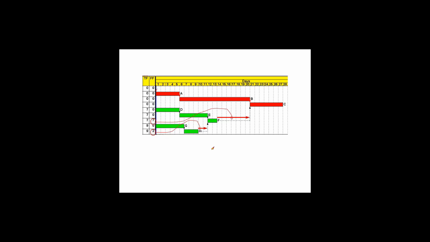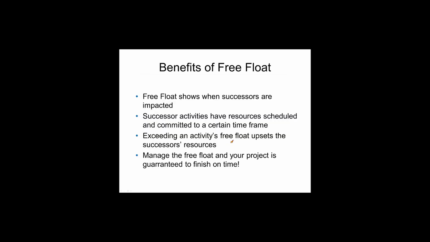So it is important to look at free float as one of your primary indicators of what kind of flexibility you have in the project. Free float shows when successors are impacted. These successors have resources scheduled and committed for a certain time frame. Exceeding an activity's free float upsets the successor's resources. And I promise you, manage the free float and your project is guaranteed to finish on time.